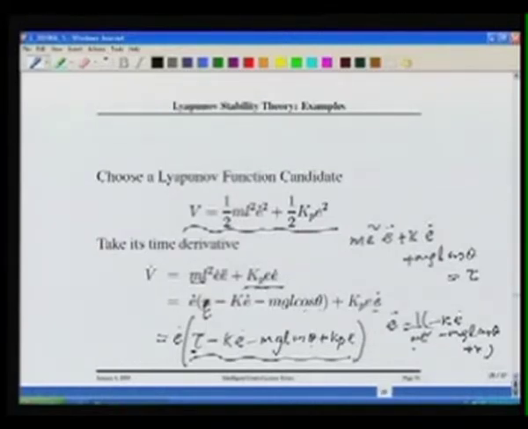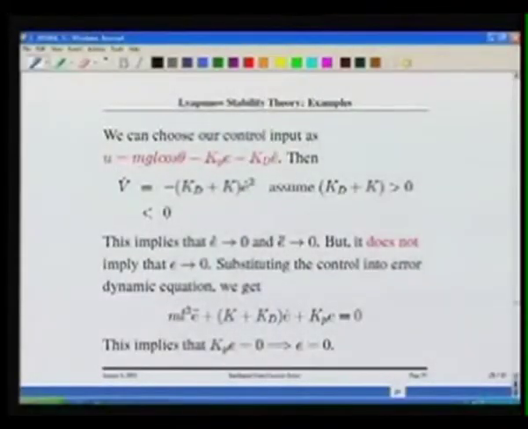We are given a dynamics, we proposed a Lyapunov function, we found the time derivative of the Lyapunov function, and we reached here. Now, here is an option for you: how do you select tau in such a way that V dot is negative definite, such that the system is stable for the controller that you proposed?